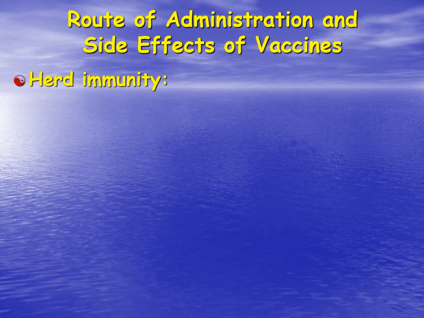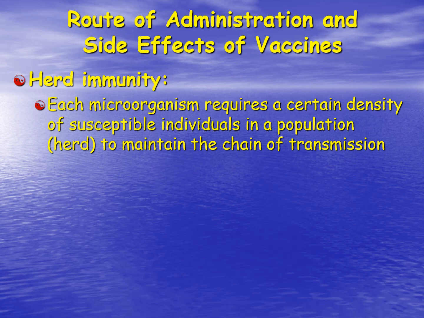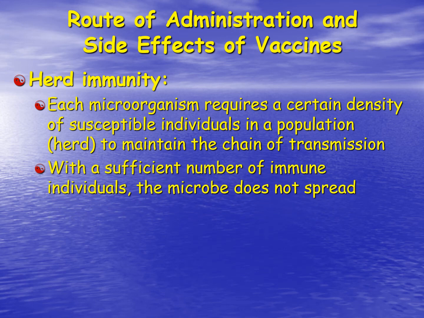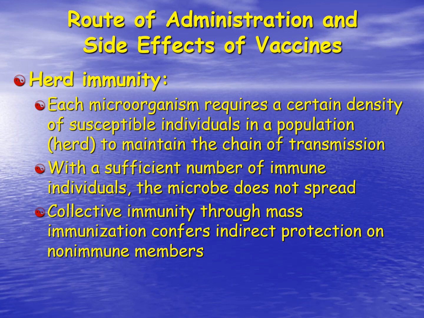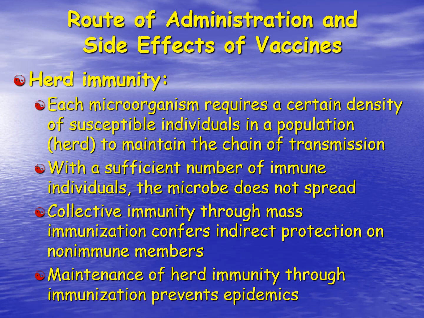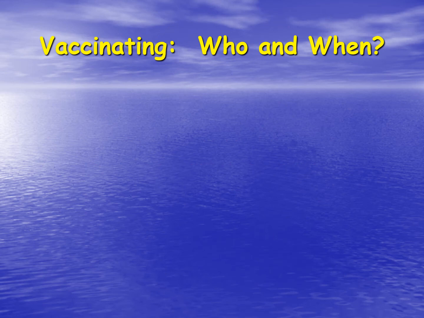Now, one of the things that we would like to see from vaccination protocols is something known as herd immunity. Each microorganism requires a certain density of susceptible individuals in the population, or the herd, to maintain the chain of transmission and immunity against a particular organism. With sufficient numbers of immune individuals, the microbe will not spread. Global immunity through mass immunization confers indirect protection on non-immune members. Because the organism is not being transmitted within the population, those that are not immunized or do not have protection will be protected through those that do. So maintenance of herd immunity through immunization prevents epidemics.